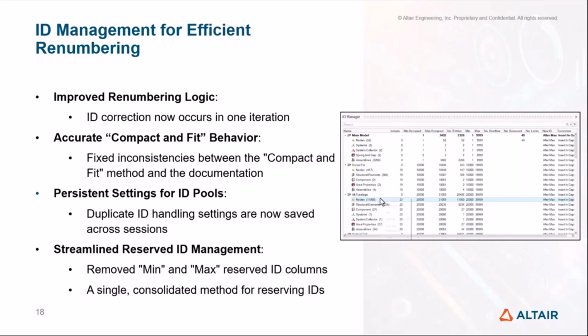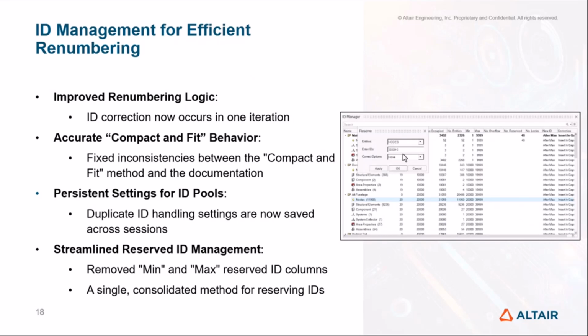And the last change is that we've removed the min and max reserved ID columns, which were two more columns. So you've got the min and the max occupied IDs, the min and the max ID range, but you also had a min and a max reserved, and you could enter a minimum value and a maximum value to reserve the IDs. The problem with it was that it was giving a confusing or misleading number, because you look and you say the min reserved is 1,000 and the max reserved is 10,000. You might assume that all of the IDs within that are reserved, but that's not true.